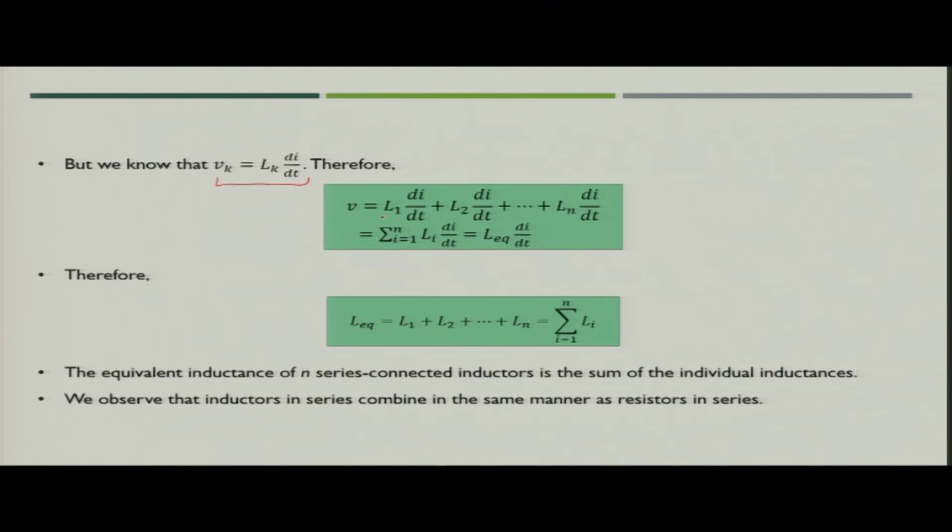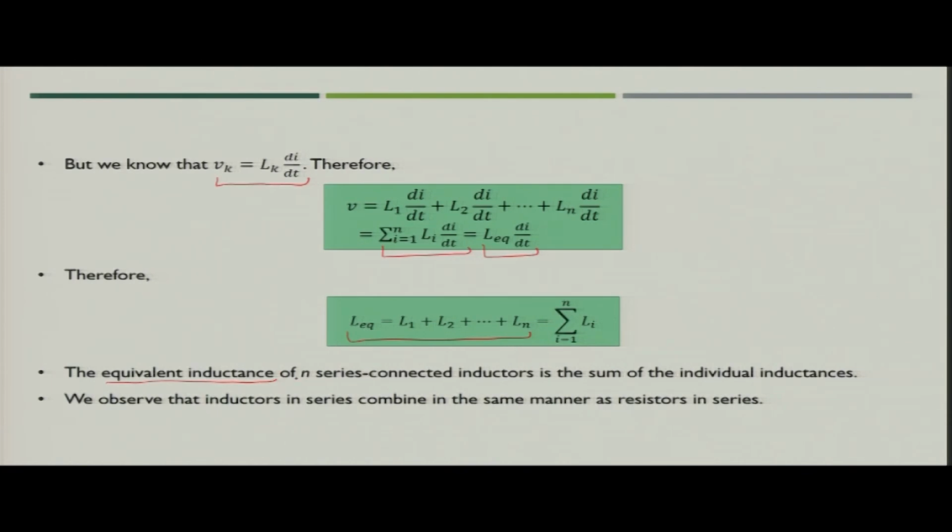So, what you can write is, V is nothing but L1 di/dt plus L2 di/dt and so on. When you sum up all the inductors, you can simply write the summation from i equal to 1 to n of Li di/dt, and that can be written as L equivalent. From this you can conclude that L equivalent is nothing but the summation of all the individual inductances connected in series in that particular circuit.